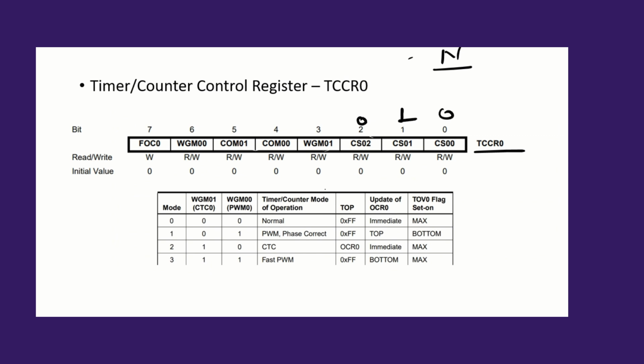So we can write the syntax TCCR0 |= 1 << 1. This will make bit number 1 equal to 1, and then we have to reset these two bits. So we write two statements: TCCR0 &= ~(1 << 0) and TCCR0 &= ~(1 << 2). So this will set n equal to 8.